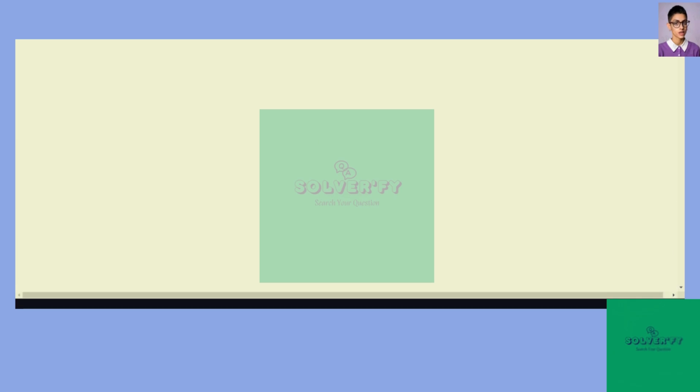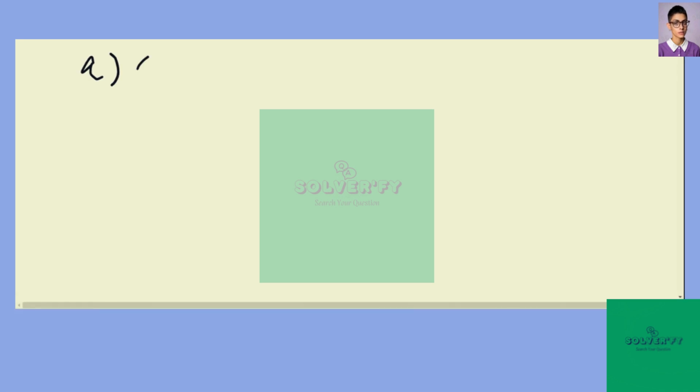We are given a sequence and we are asked to find a closed form for the generating function for this sequence. In part A, the sequence is defined as a sub n is equal to 5 for all n equal to 0, 1, and so on.